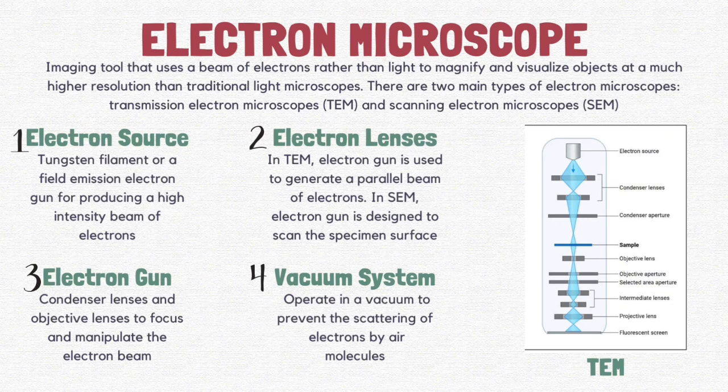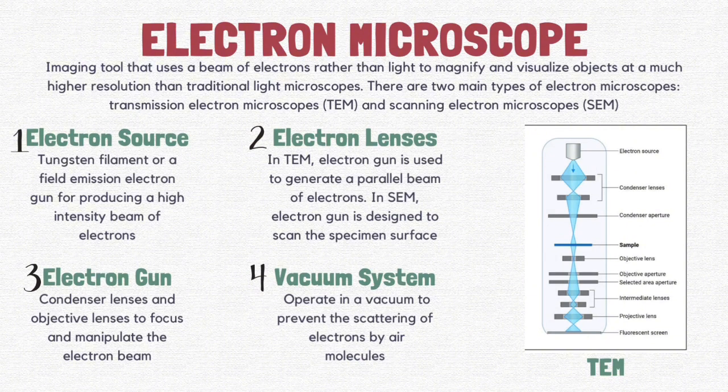The electron source is responsible for producing a high-intensity beam of electrons. Next, we have the electron gun. In TEM, the electron gun is used to generate a parallel beam of electrons. In SEM, the electron gun is designed to scan the specific surface.